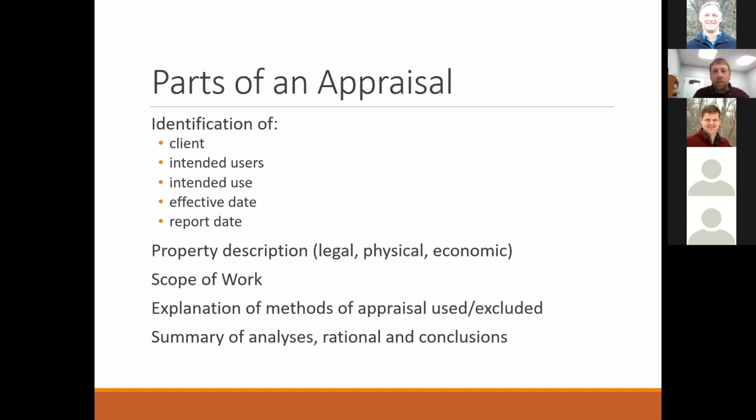I'm going to move fairly quickly through this. This is here for, you guys will have access to this slideshow later on, so you can run through this stuff if parts of an appraisal are not familiar to you. But I want to run through at a fairly high level what you're going to see in an appraisal. You're going to have identification of why we're doing it, who's going to use it, the date of the inspection or the effective date. We're often the same. In the report date, we're going to describe the property, describe the scope of work, what did we do, what did we not do, explain the methods used in the appraisal, and importantly, which ones we did not use, and summary of analysis, rationale, and conclusions.